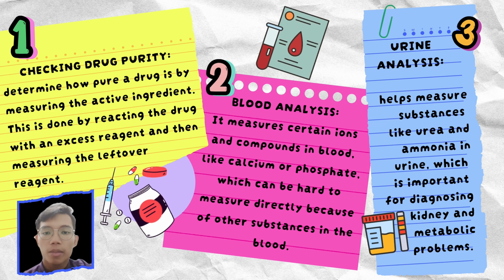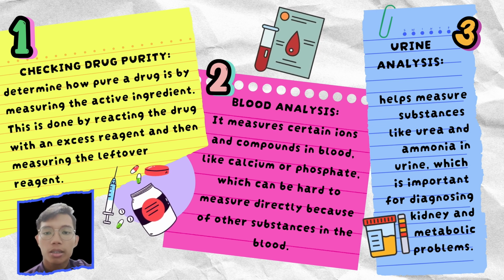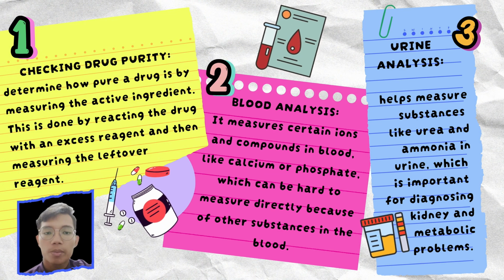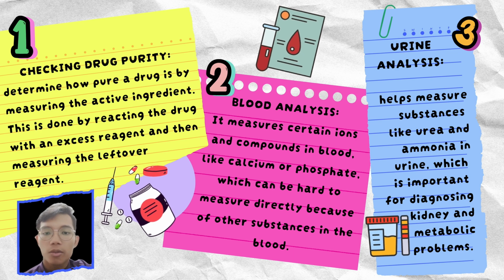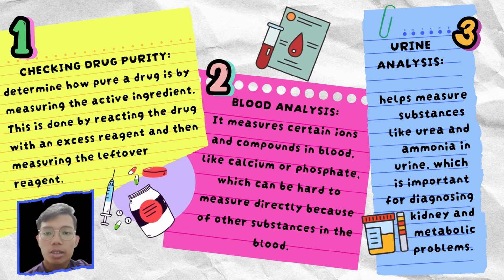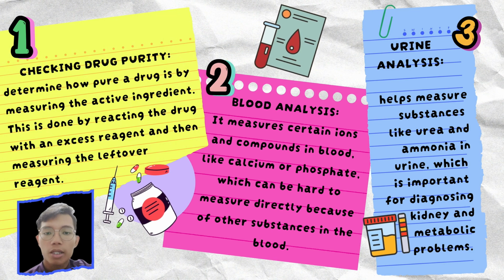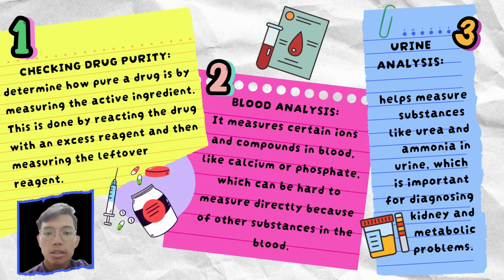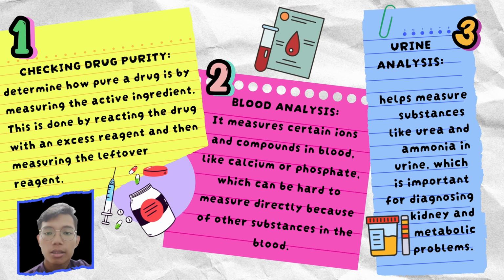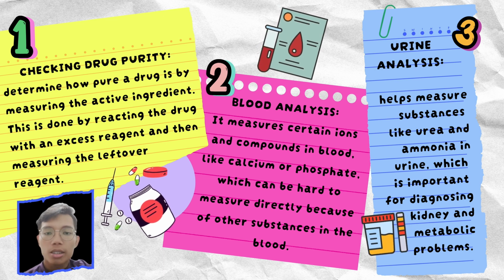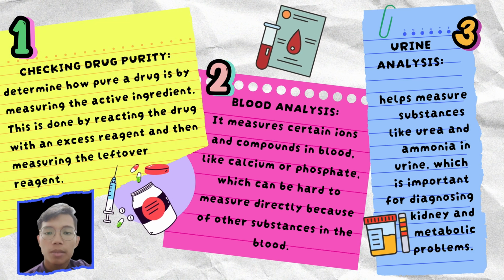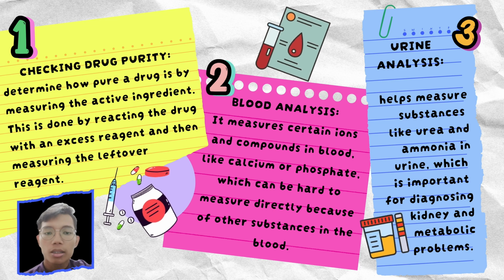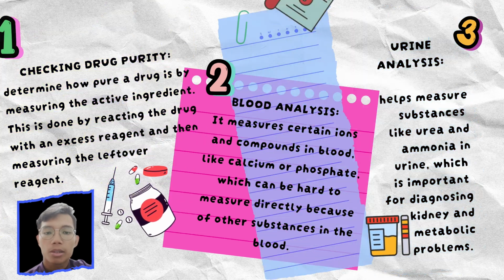Not only that, back titration is also used in blood analysis because it can measure certain ions and compounds in blood like calcium or phosphate, which can be hard to measure directly because of other substances in the blood. Additionally, back titration is also used in urine analysis, as it helps to measure substances like urea and ammonia in urine, which is important for diagnosing kidney and metabolic problems.